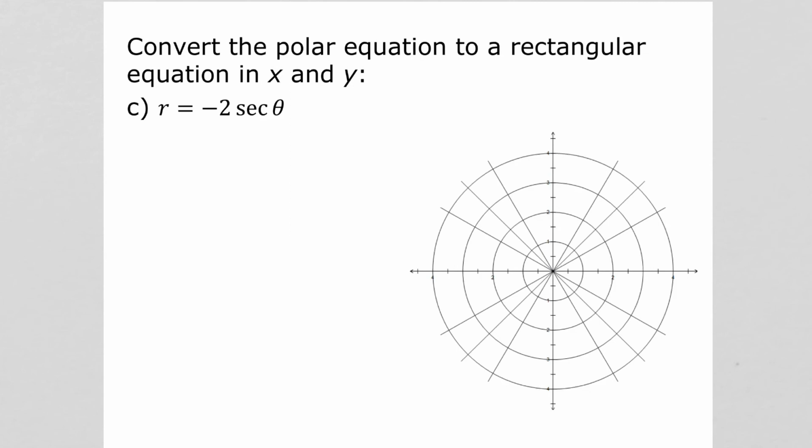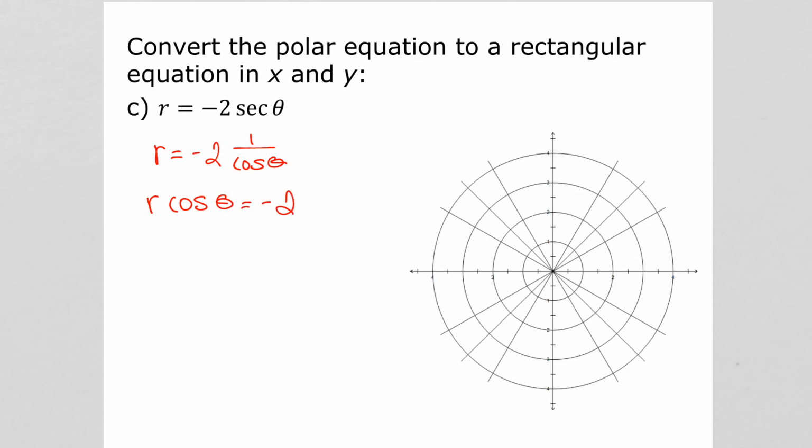For example C, we have r equals negative 2 secant theta. Let's worry about graphing this one after we change it to rectangular form. So we know that secant is equal to 1 over cosine. So that's going to help us out here. Multiply both sides by cosine of theta, and we've got r cosine theta equals negative 2.